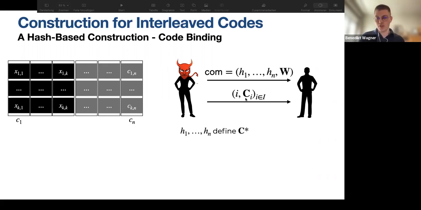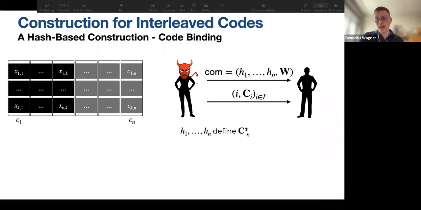How can we approach this? The first thing we can do is say, okay, if we model this hash function again as a random oracle, then these hash values define the pre-image of them, and we can, in fact, extract it. So this is a pre-image C star, which is the pre-image of all these hash values.